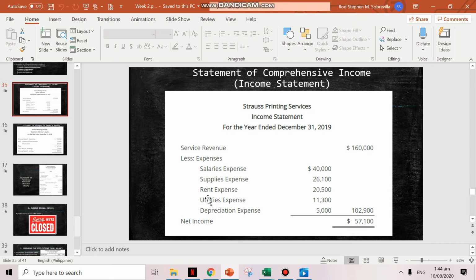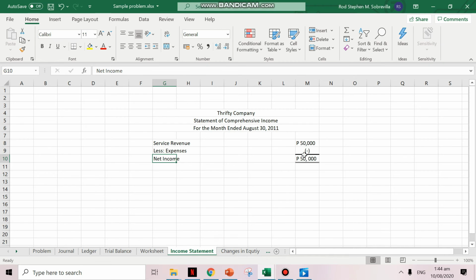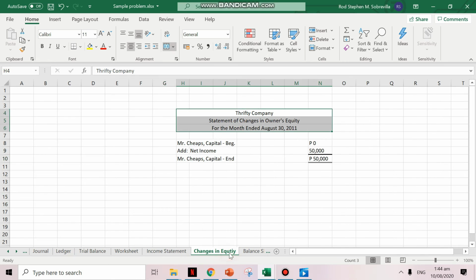Yan, naka-indented pag expense, and then, ito-total natin, saka na natin siya ibabawas. Remember the parenthesis to indicate the minus or the negative. And then, we will close the net income to the changes in owner's equity. Again, company name, statement of changes in owner's equity for the month ended August 30, 2011. So, since wala naman sinabi tayong beginning balance, assumption natin is 0.